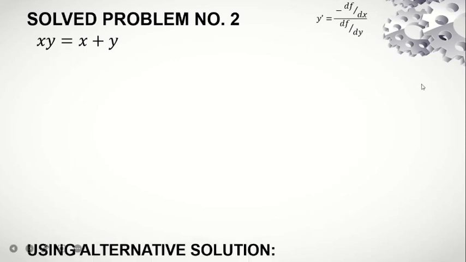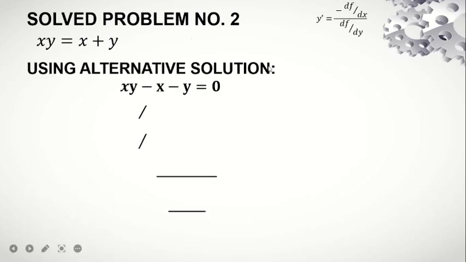Now, move it using the alternative solution. Move this to the other side. The signs will become negative since these terms you moved were positive. Now, by finding the derivative function in terms of x, what is the derivative of xy? We are going to use the product rule, of course, right? Product rule.